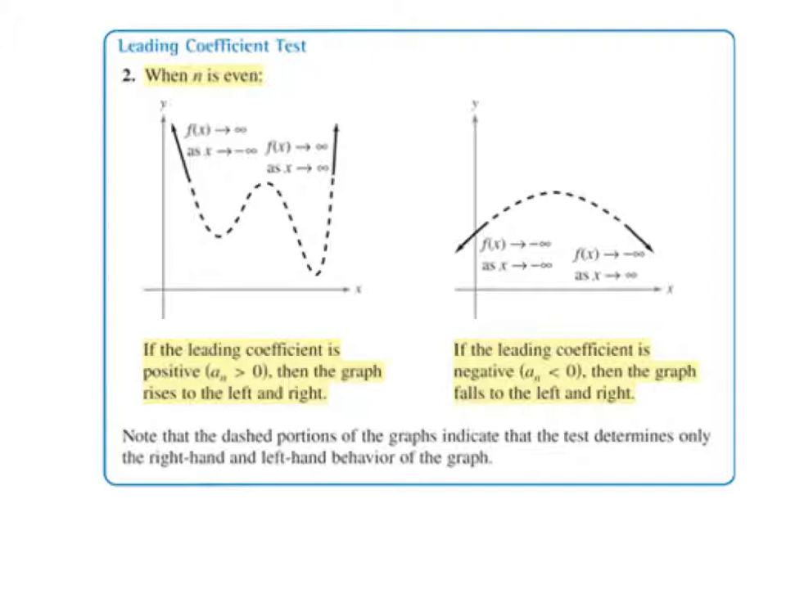So that means that for both when x is approaching negative infinity or positive infinity, your f of x's are both approaching positive infinity or they're both approaching negative infinity. So if you have an even degree and a positive coefficient, your graph is going to rise to the left and the right. And whenever you have an even degree and a negative coefficient, your graph is going to be falling to the left and the right.